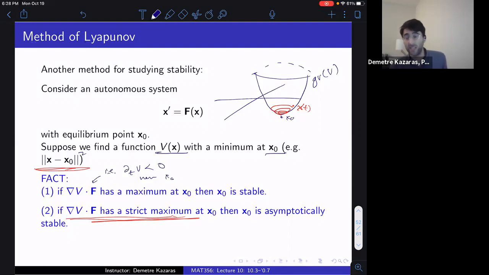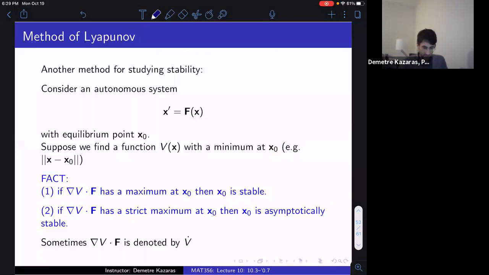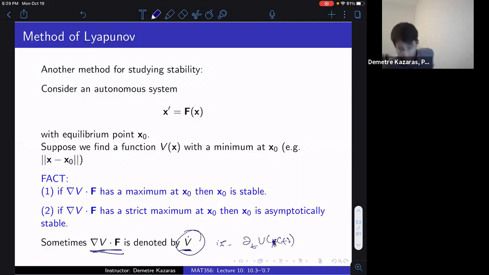So you don't need to do a calculation necessarily. But let's see, and it also works in all dimensions. Let's see what happens. Let's try to do an example. Oh yeah, and again, this is just some notation. The gradient of v dot f is sometimes denoted like this. It's also like d/dt of v of x of t. They all mean the same thing.